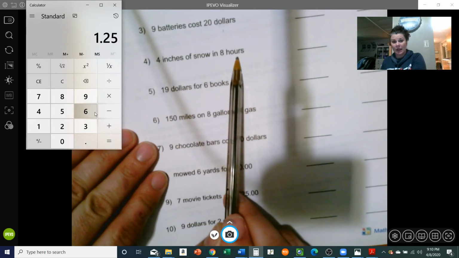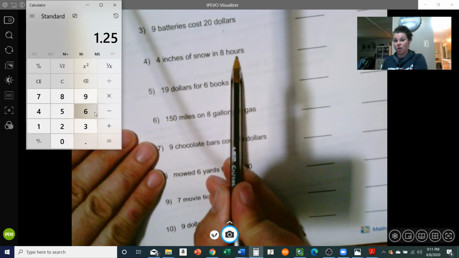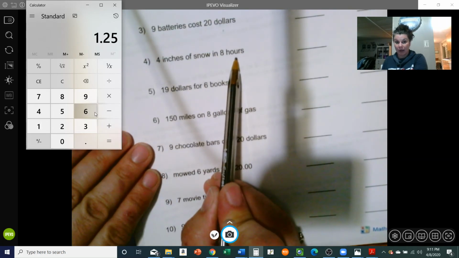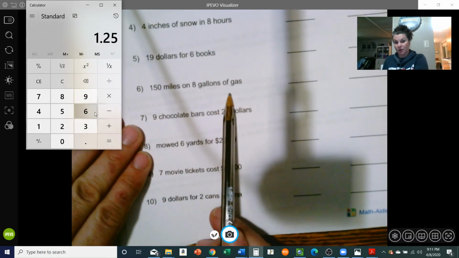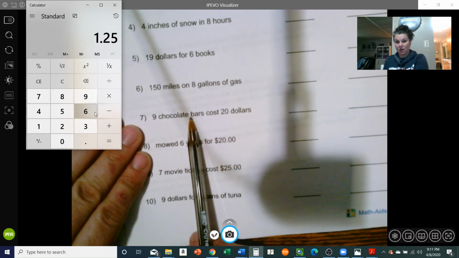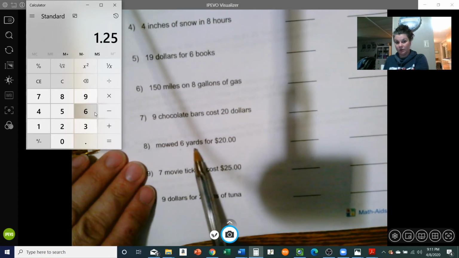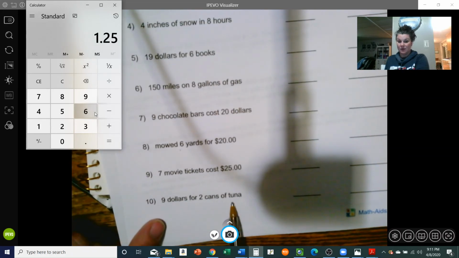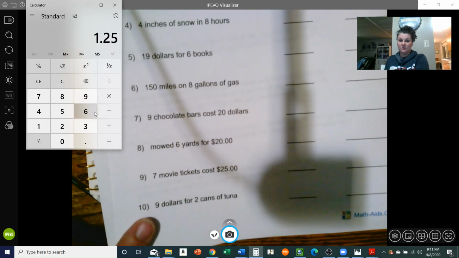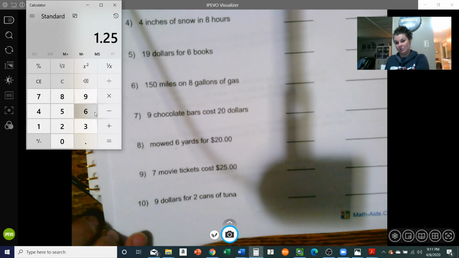4 inches of snow in 8 hours. So this one you would do inches per hour. Put your time on the bottom. Okay. Dollars per book, miles per gallon, dollars per chocolate bar, dollars per yard that you mow, dollars per ticket, and then the last one here, dollars per can. Those are, again, expensive cans of tuna. $9 for 2 cans of tuna. Got some inflation happening there.